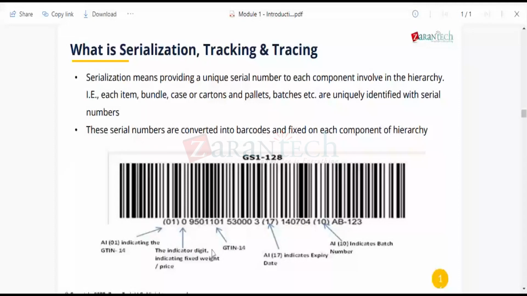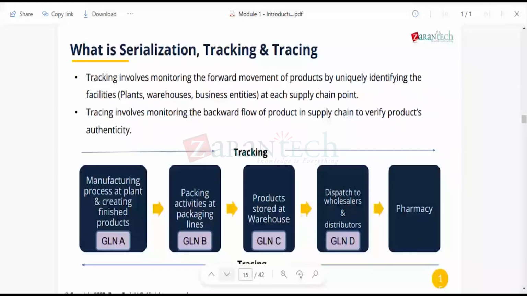Now, tracking and tracing. To understand this is very simple. We know what tracking and tracing is, right? Here, tracking means understanding the flow of the product movement, the forward movement, basically. So let's say the drug is manufactured at a plant, and it is moving to packaging lines and then a storage location, warehouse, and then dispatch. This is a forward movement.